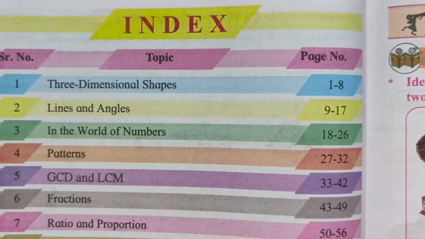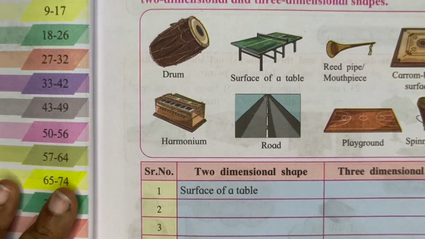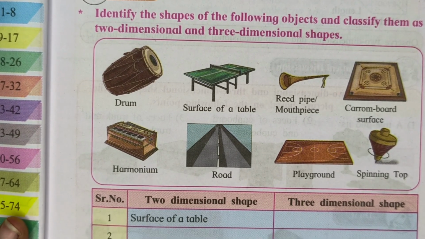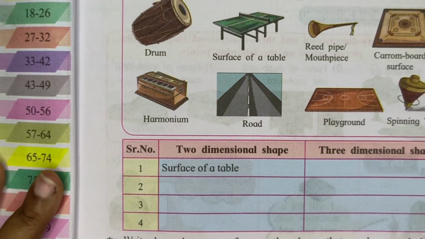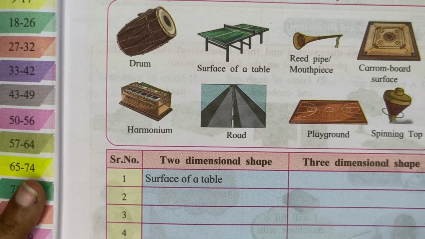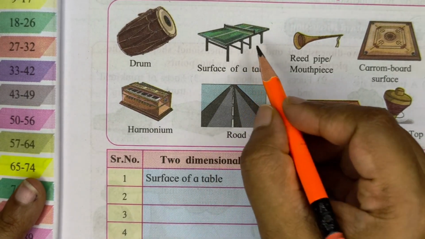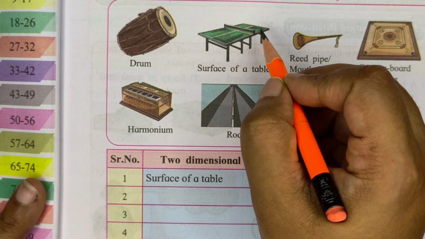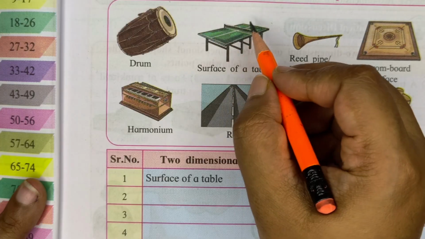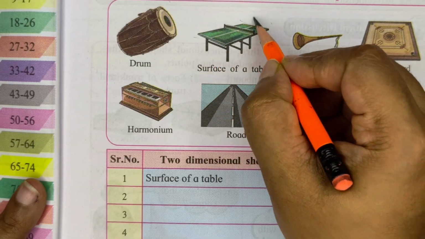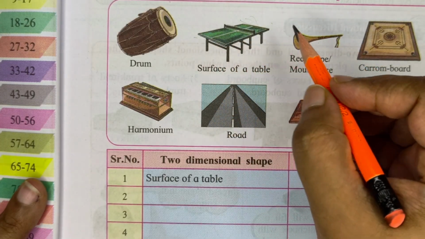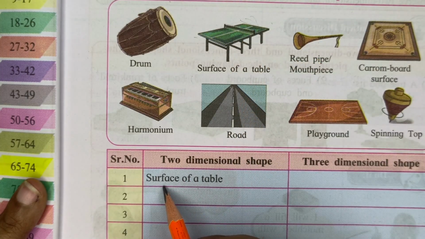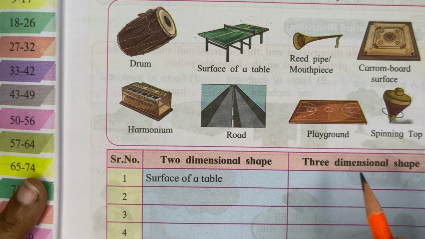That is also an important question. Sometimes it is asked as an activity based question, so just go through it. Now see the first one, we have a drum. Here first you have to identify whether it is a two-dimensional or three-dimensional shape. The first one is already given, surface of a table. They have not told you the entire table. If they tell you the entire table, it is 3D. Only this surface, you can see the flat surface. A flat surface has only length and breadth, length and width, that means it is two-dimensional. That's the reason surface of the table is written as two-dimensional.